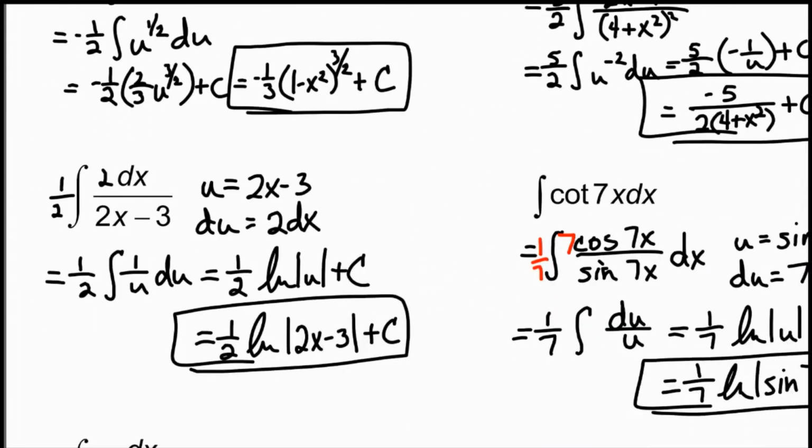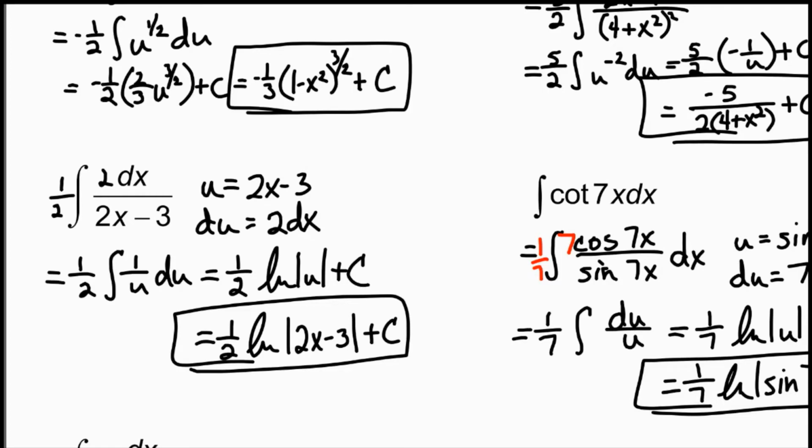For this one, whenever you have an x to the first power in the denominator, that should be making you think of natural log. So my u in this case was 2x minus 3. My du is 2 times dx. So I didn't have a 2. I put a 2 in and 1/2 on the outside.